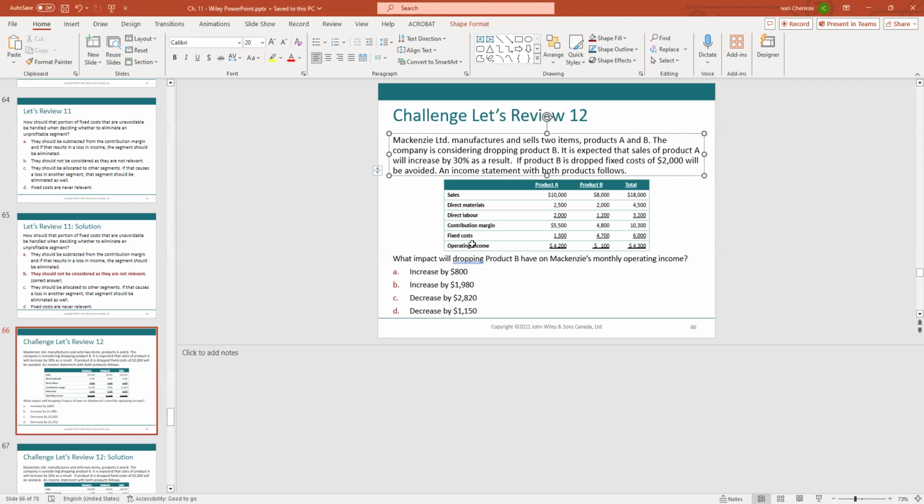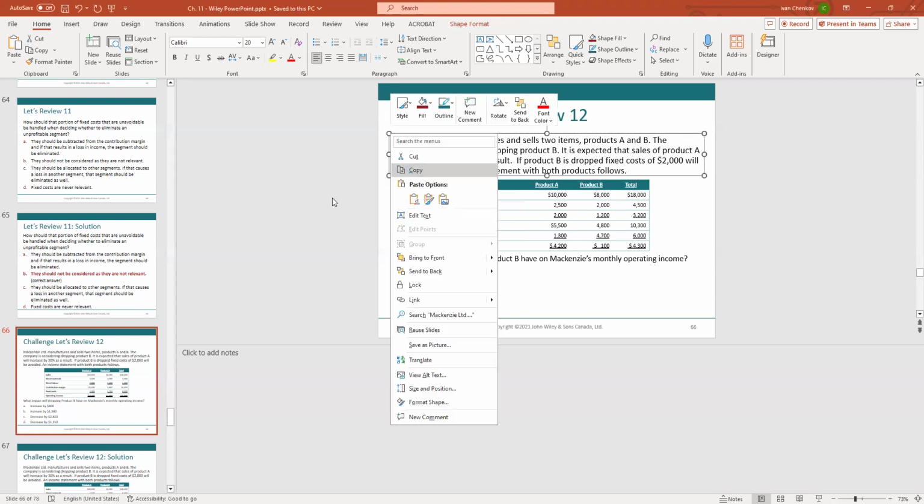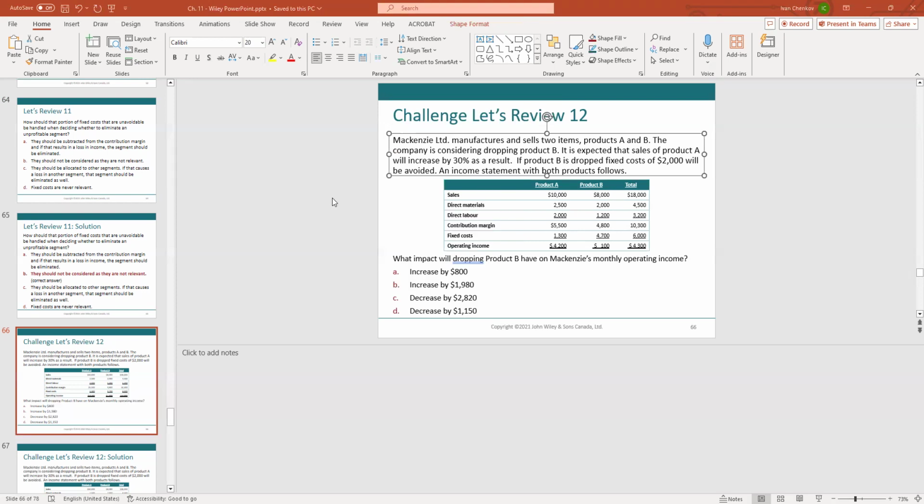Before we do that, what we have to consider: is there any fixed cost that we can avoid? Obviously, we're gonna lose the contribution margin, but is there any fixed cost that we can avoid?